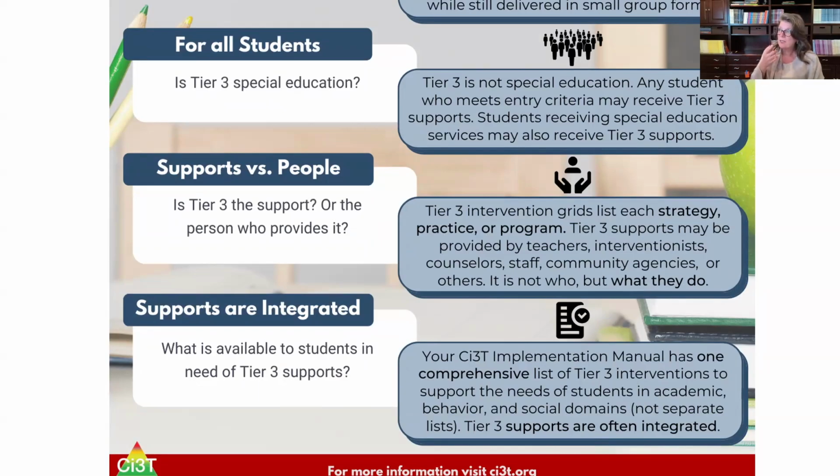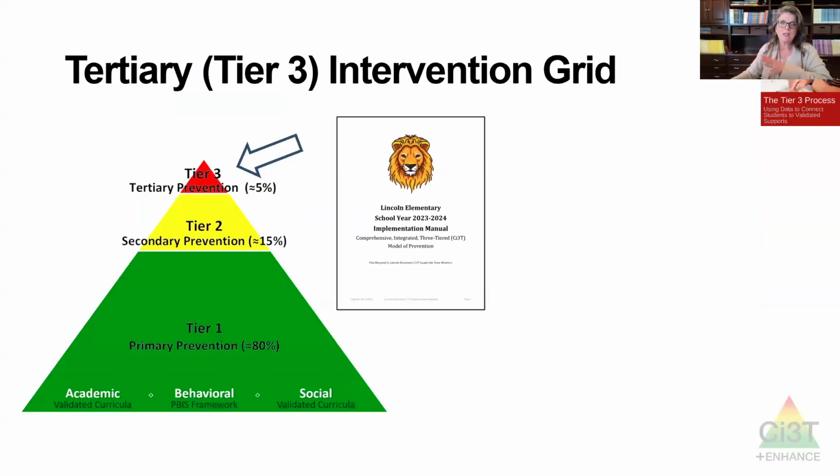And similarly, tier three could be a strategy, it could be a practice, it could be a program. And remember, it's not a person, but it's what the person does. And so when you think about your specific Ci3T implementation manual, the gift of clarity is that in your manual, if you go all the way to the bottom of it before frequently asked questions, you have a whole bank of what your district's already committed to doing.